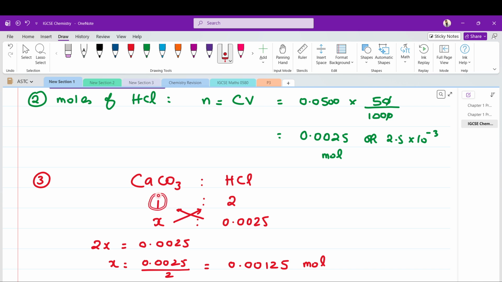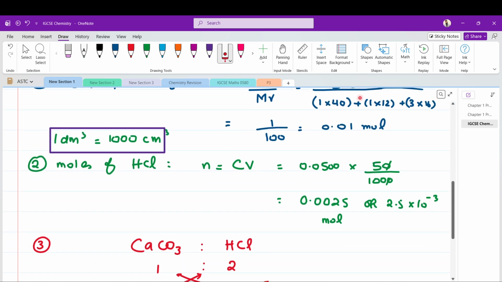That means 1 mole of calcium carbonate requires 2 moles of HCl. So if I have 0.0025 moles of HCl, how many moles of calcium carbonate are actually needed? What I just worked out is that these are the moles of calcium carbonate needed. But in reality, how much did we add during the experiment?